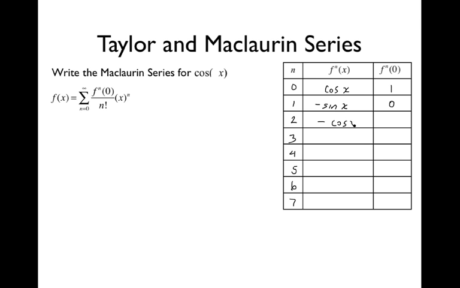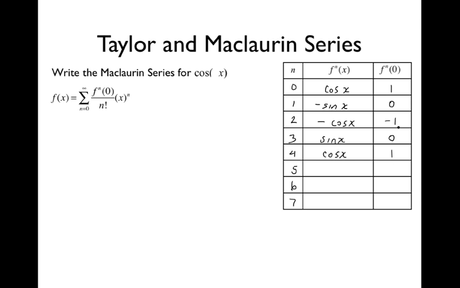Negative cosine of x, evaluated at 0, is negative 1. Okay? Derivative of negative cosine is positive sine, evaluated at 0. Derivative of sine is cosine, evaluated at 0.